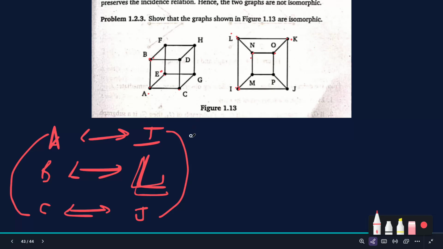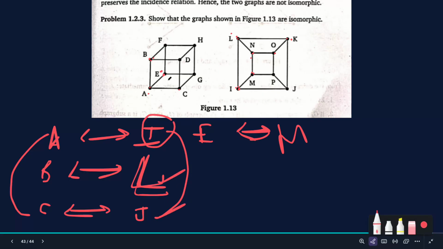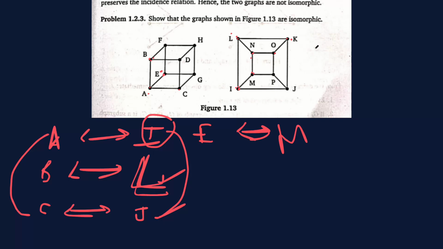Now let's say E. A and E have a connection, right? So let's say I take M here. M should have a connection only with I. With L and J there should be no connection, because B and C are not connected with E. So if you see J is here, L is here, there is no connection. Okay, fine.